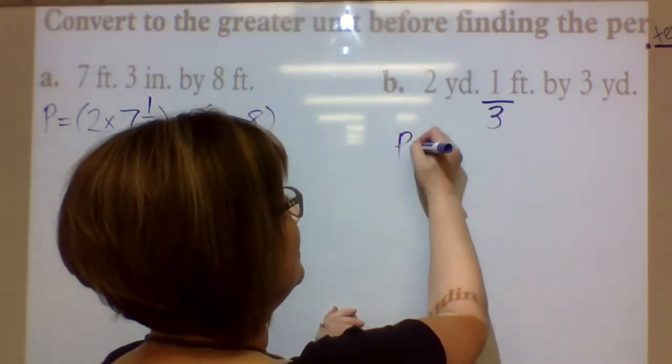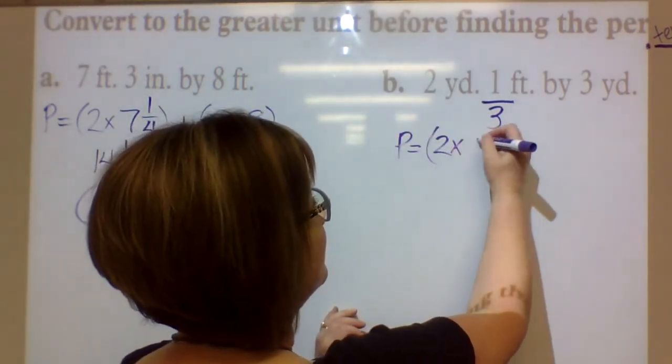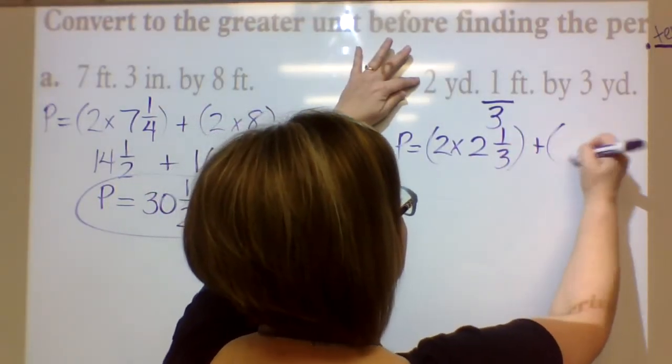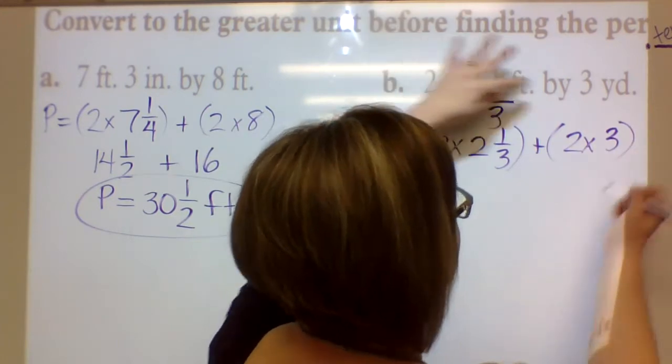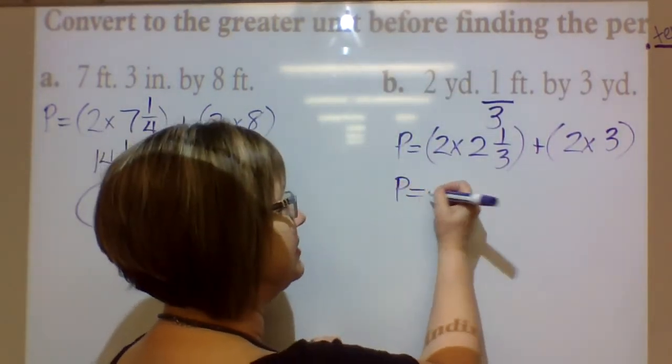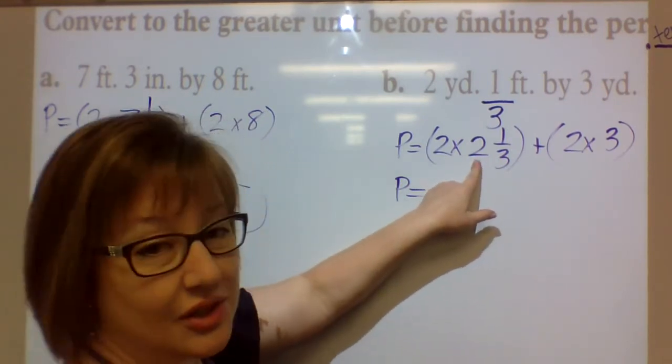So we're going to do P equals 2 times 2 1/3 plus 2 times 3. And I did this backwards again because they should be switched, but that's okay. We still get the same answer either way. Okay, 2 times 2 is 4.